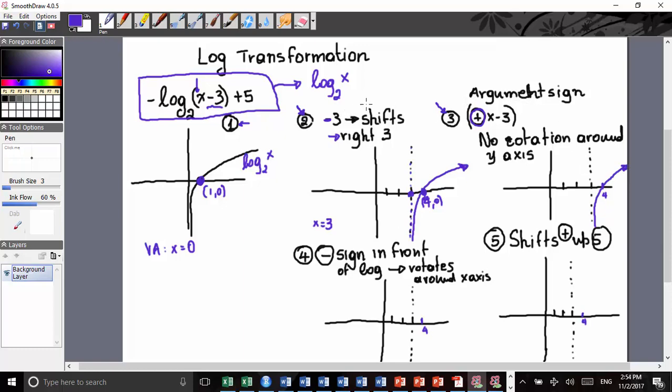In the first step, I look at what I add or subtract inside the argument, and then I look at the argument and I look at the sign of x.